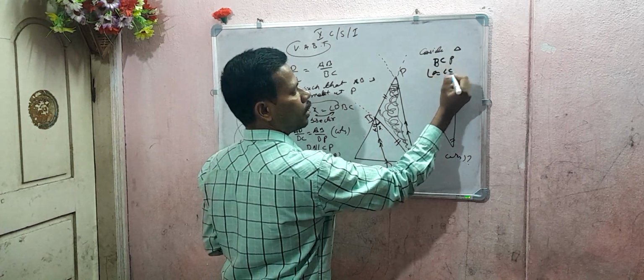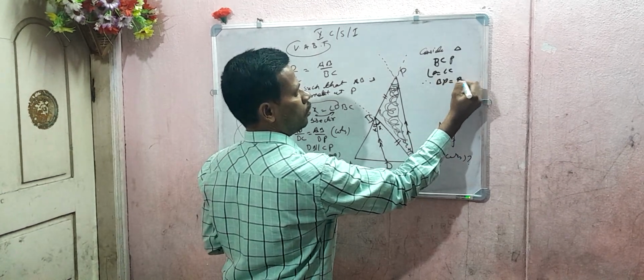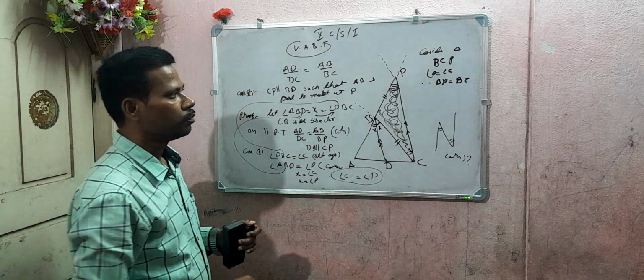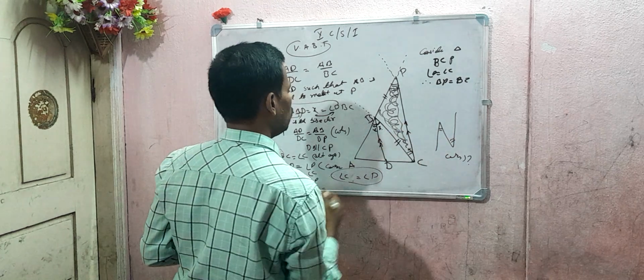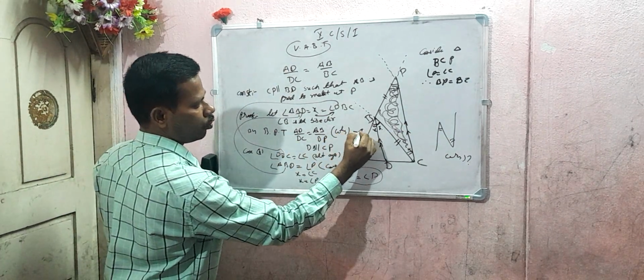Angle P is equal to angle C. Therefore, BP is equal to BC, because base angles are equal. Now mark this as 1.